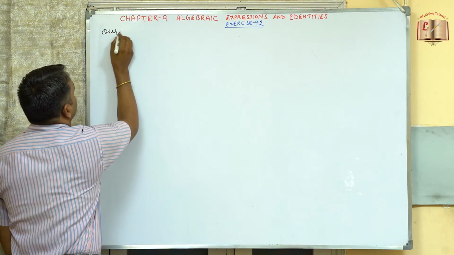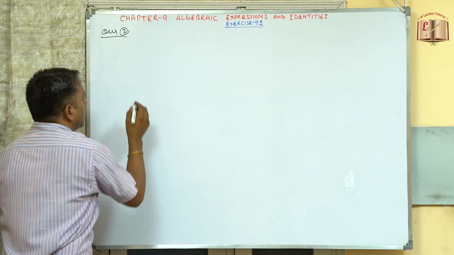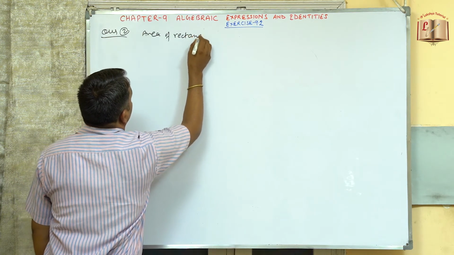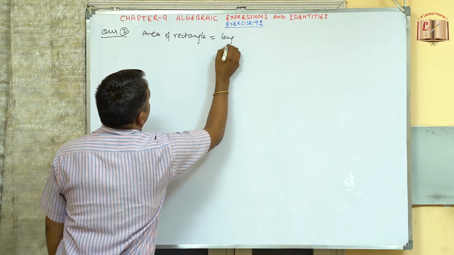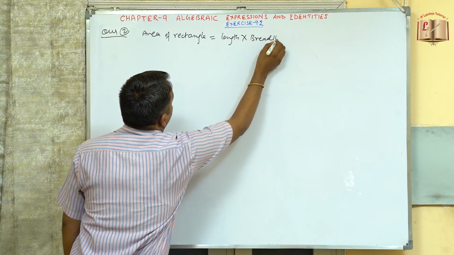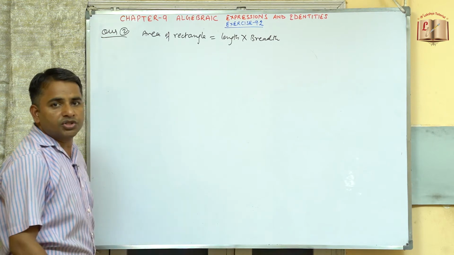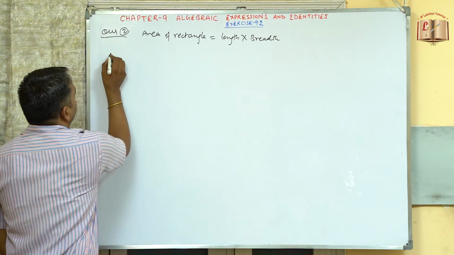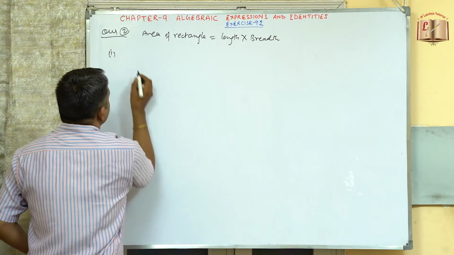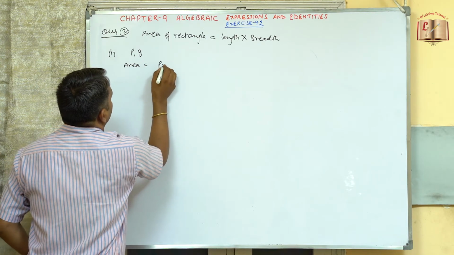So now coming to the question number 2. Find the area of the rectangles for the following length and breadth. We know area of rectangle is equal to length into breadth. So with this formula we will calculate areas and it will always be in the square units. So for the first part of it, this is P and Q. So area will be equal to P into Q.